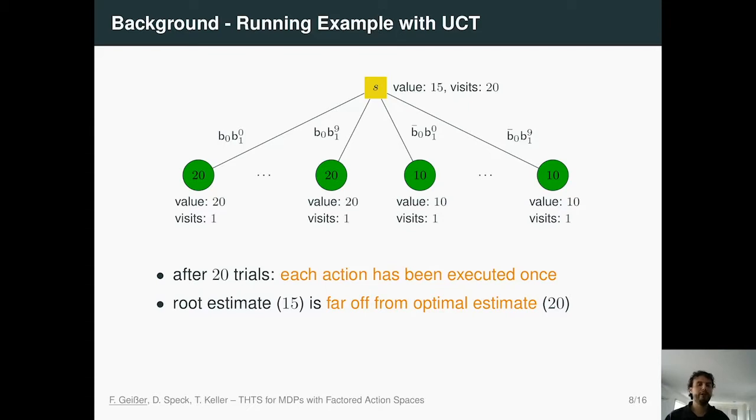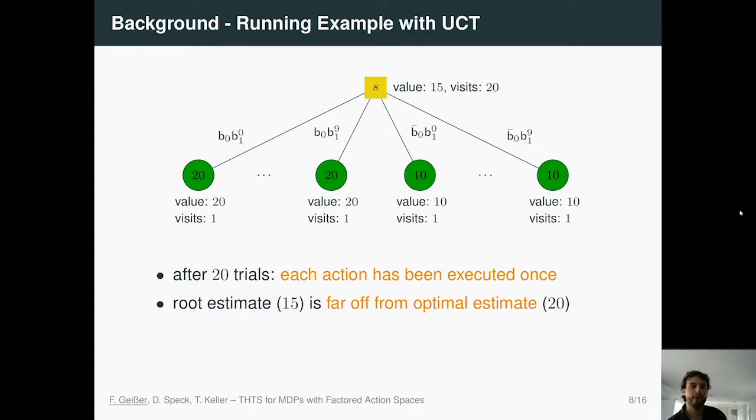At this point, each action has been executed once, and this is actually common to many different THTS algorithms, that you have to execute each action at least once until you can try out an action for a second time. And since we have 20 actions, we need at least 20 trials before we can now try out an action a second time.